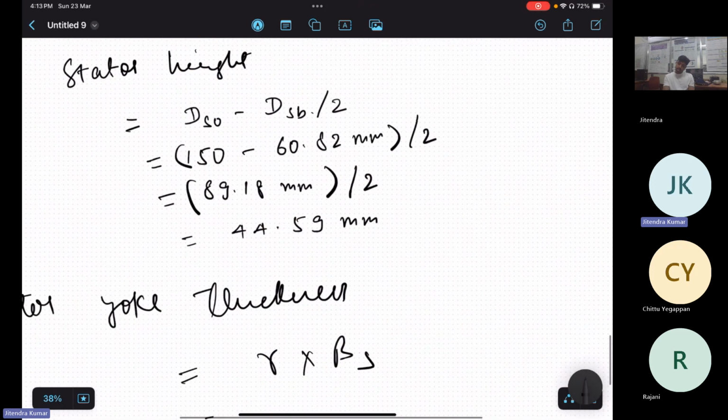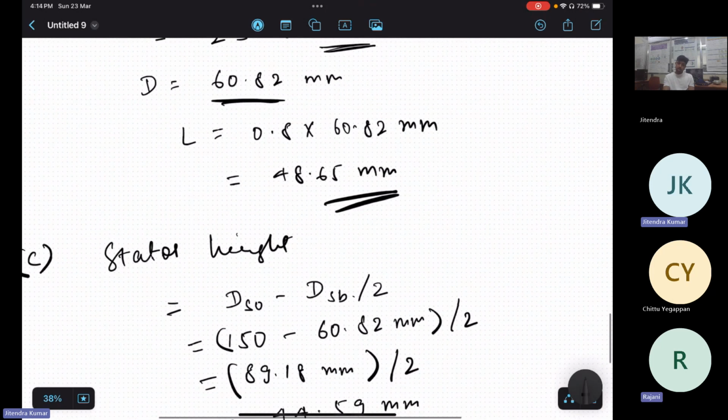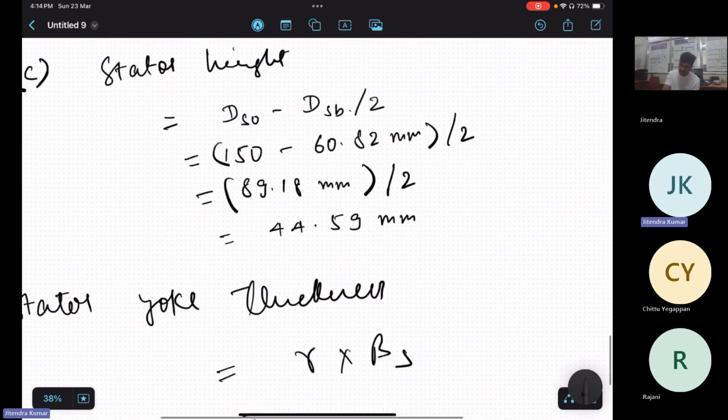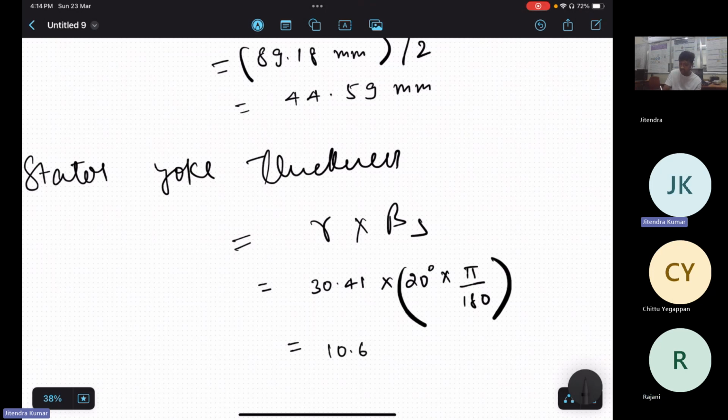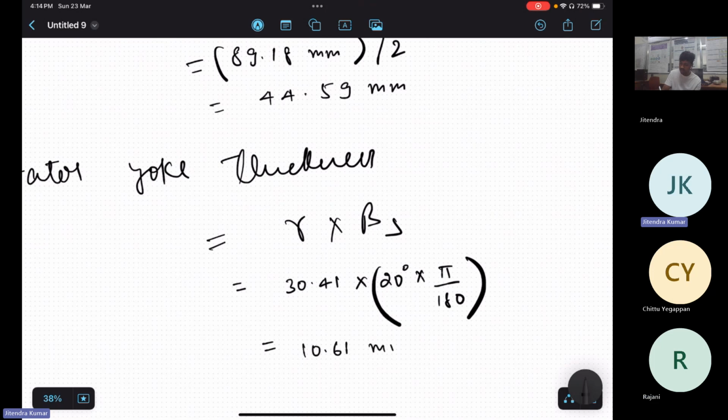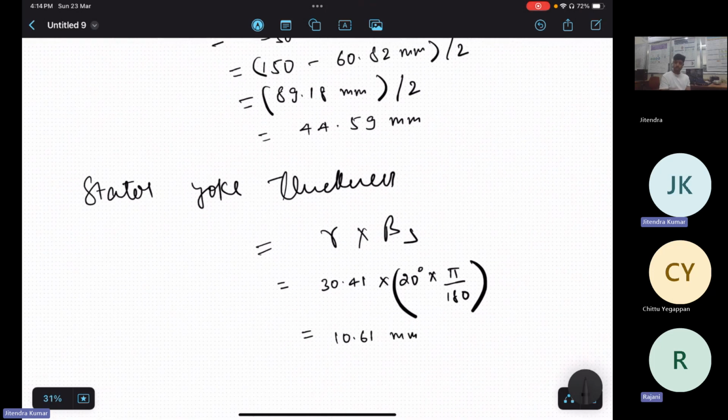The bore diameter we have calculated is 60.82, isn't it? Yes. So the radius will be 30.41, into this angle, which is 20 degrees. So you will have to convert it into radians. 0.349 radian. The value of this is 10.613, so 10.61 mm. So this much is the thickness of the back iron. Now, if you subtract this from this value, you will get your final answer, which is the height of the stator pole.